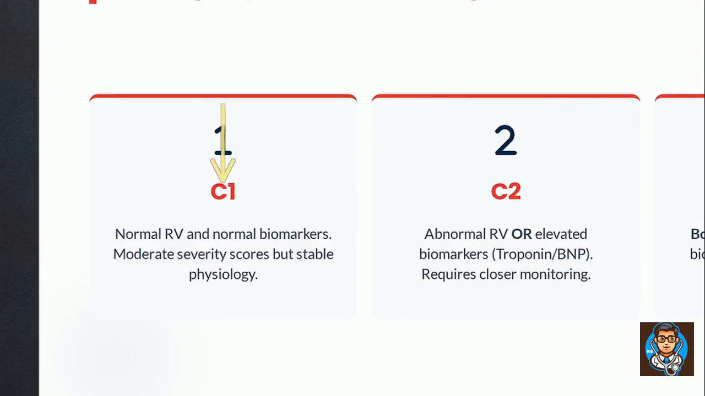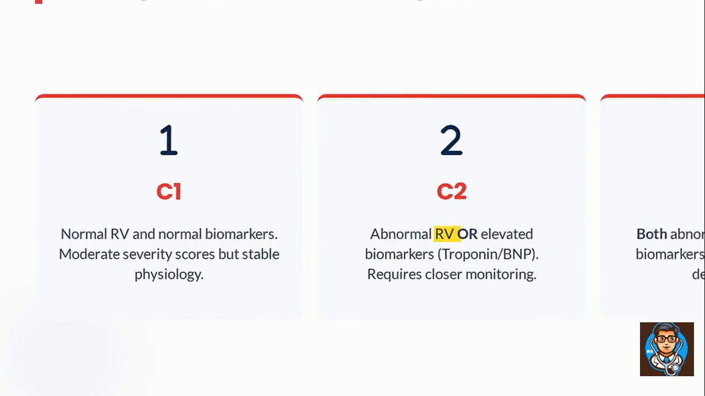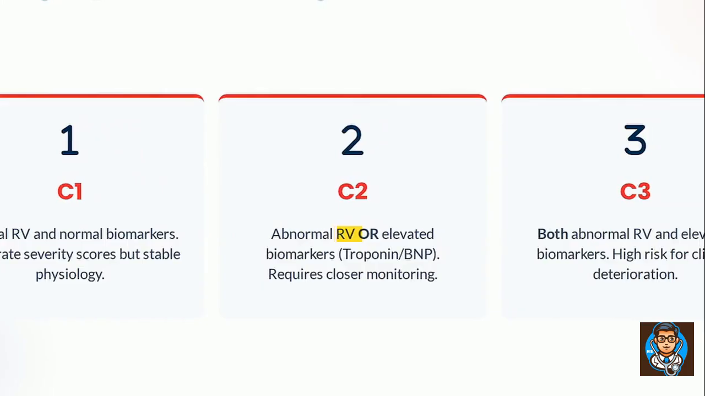C1 means both imaging and biomarkers are completely normal. C2 is an "or" condition, meaning either the echo is abnormal or the biomarkers are elevated. These patients require closer clinical monitoring.